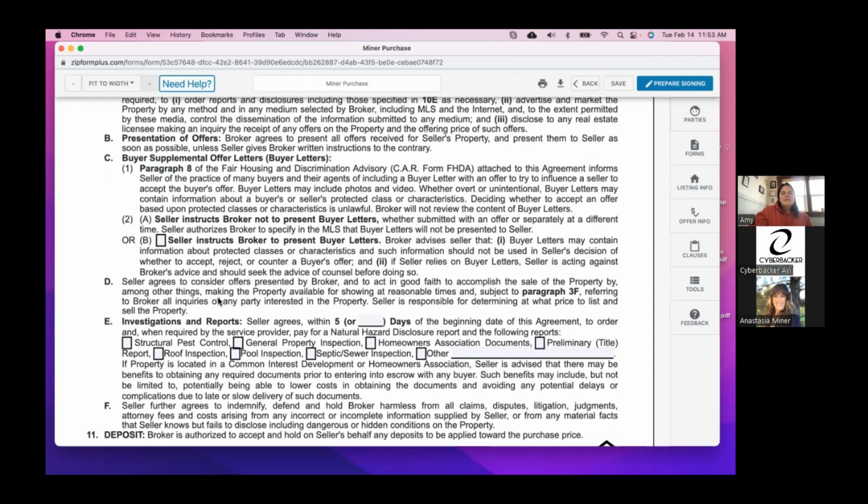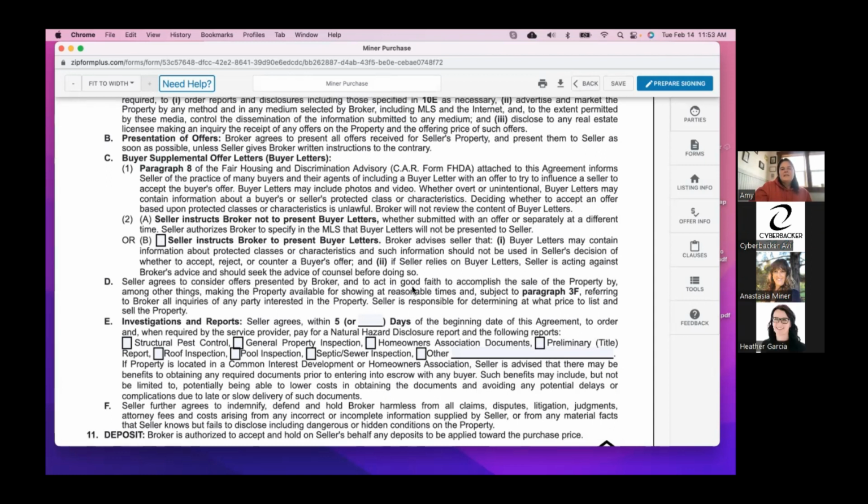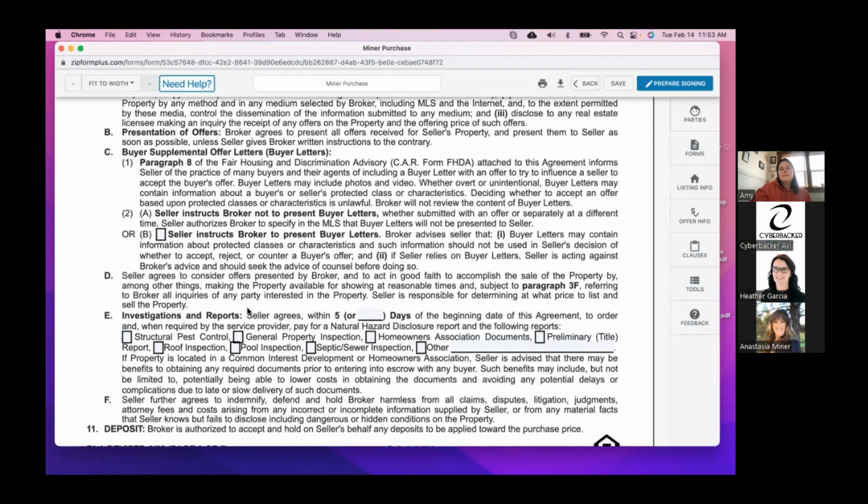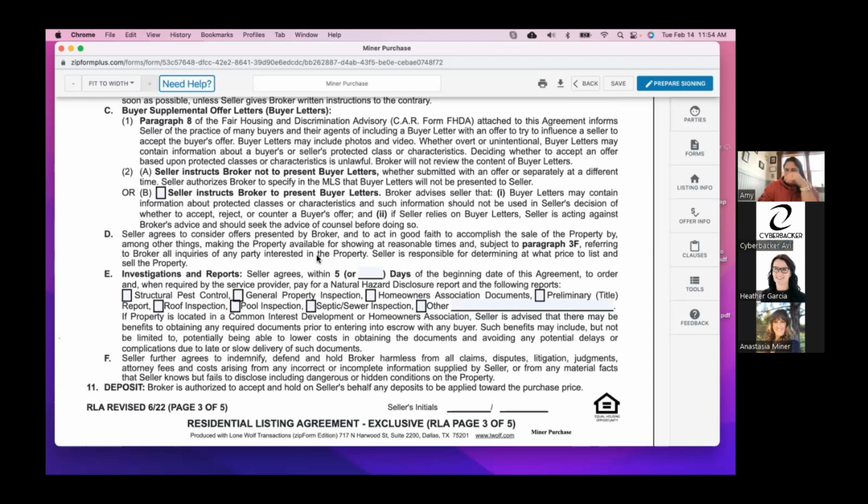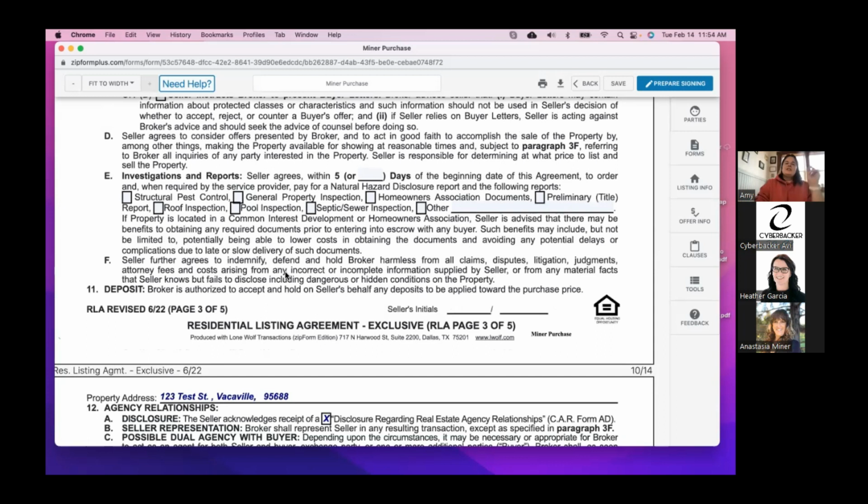Seller agrees to consider offers presented by broker and to act in good faith to accomplish the sale of the property by, among other things, making the property available for showing at reasonable times, and subject to paragraph 3F, referring to broker all inquiries of any party interested in the property. Seller is responsible for determining at what price to list and sell the properties. Seller's going to act in good faith to sell the property. That was D. E is investigation and reports.